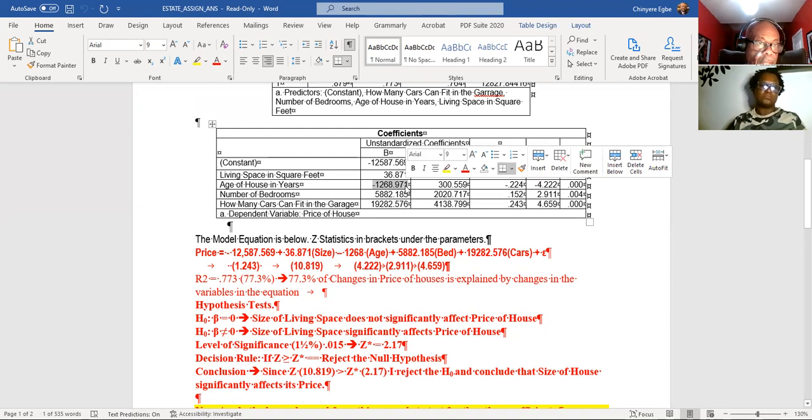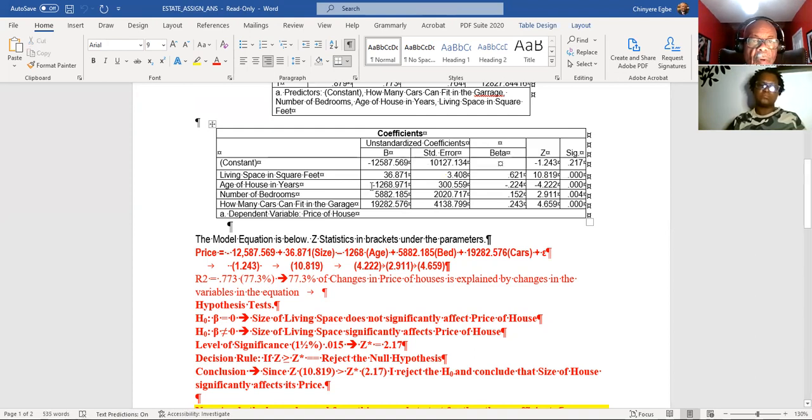Now, the older the houses, the less the price of the house. At least for this particular sample of houses, it may not be the same everywhere. So for each additional year in the age of the house, the price of the house would decrease by 1268.971. That is the interpretation.